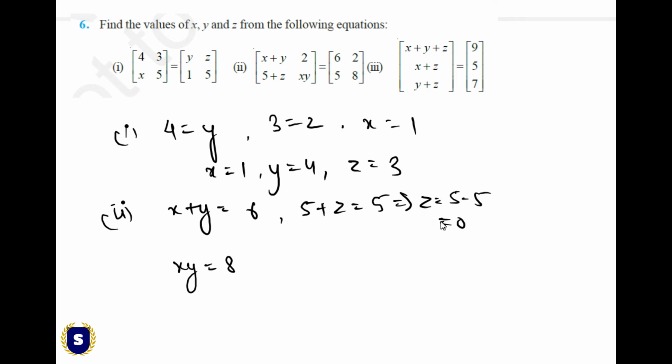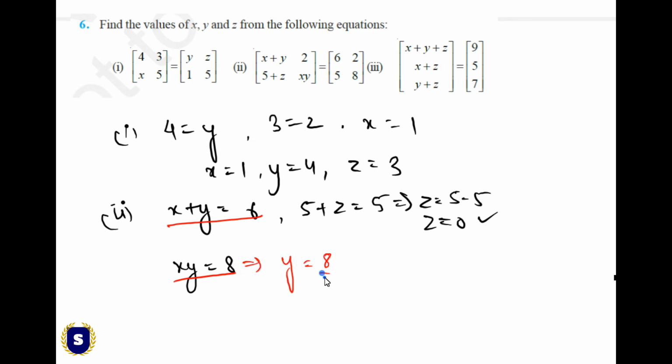So we have already got the value of z, z is equal to 0, but we need to calculate x and y using the two equations we have got here. x plus y is equal to 6 and xy is equal to 8. Right? So how will we calculate the values? Let's do one thing. Calculate the value of x from this equation, or say y.